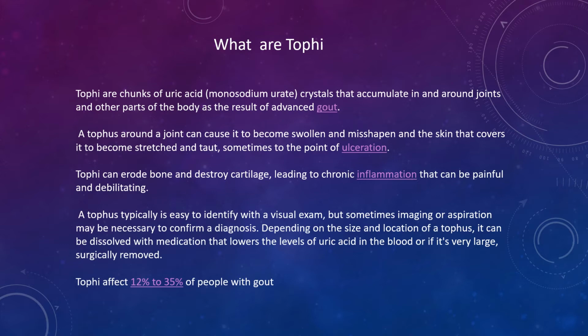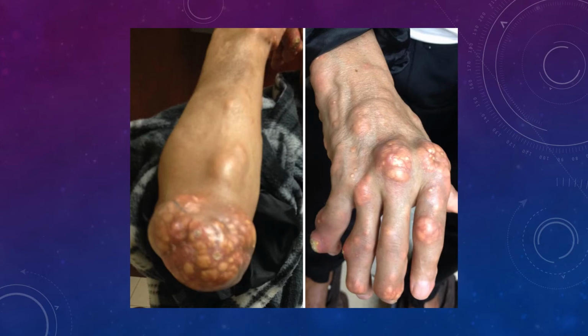Tophus is typically easy to identify with a visual exam, but sometimes imaging and aspiration may be necessary to confirm a diagnosis. Depending on the size and location of the tophi, it can be dissolved with medication that lowers the levels of uric acid in the blood, or if it's very large, it may need to be surgically removed. Approximately 12 to 35% of people with gout have tophi. Here's an example of tophi in the left elbow and on the knuckle.